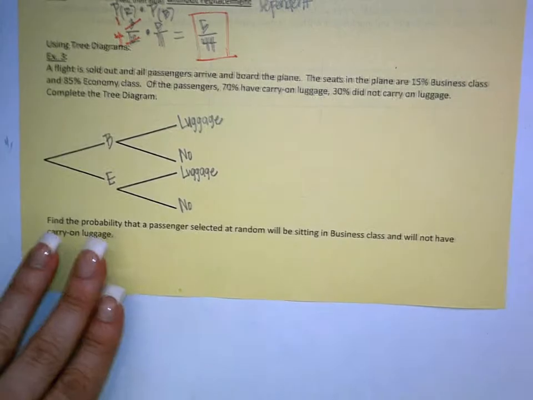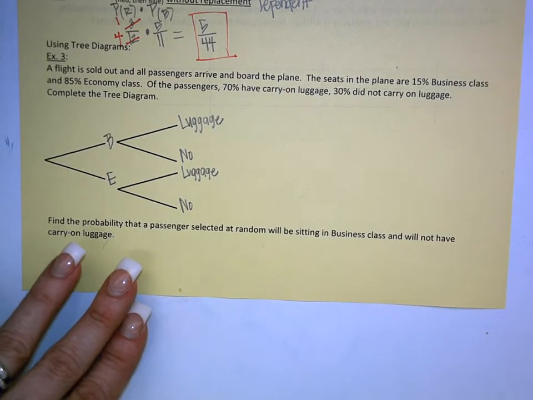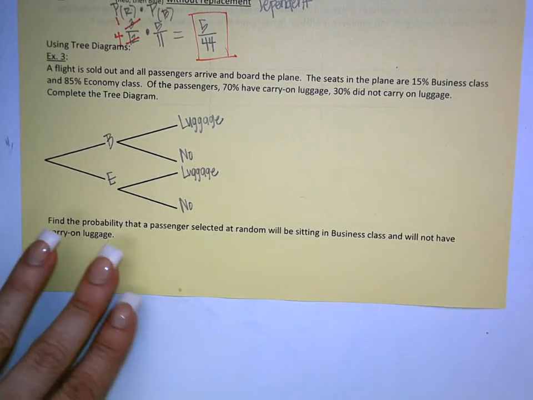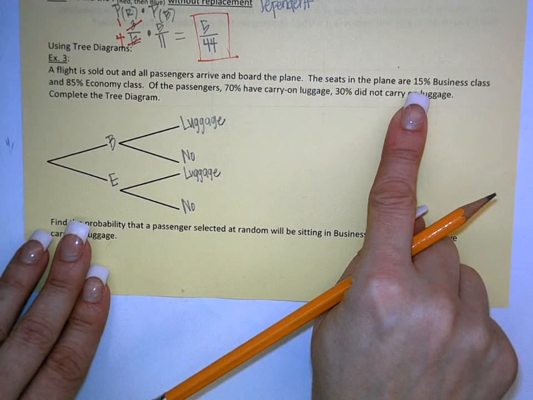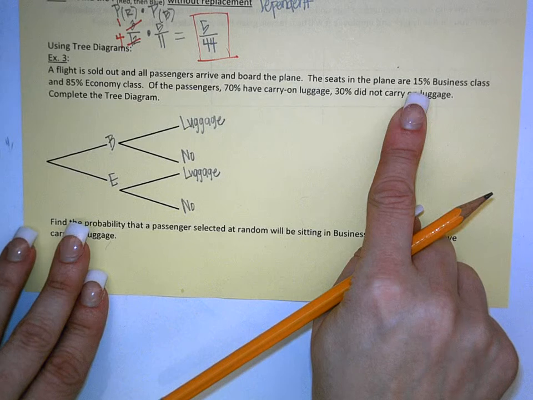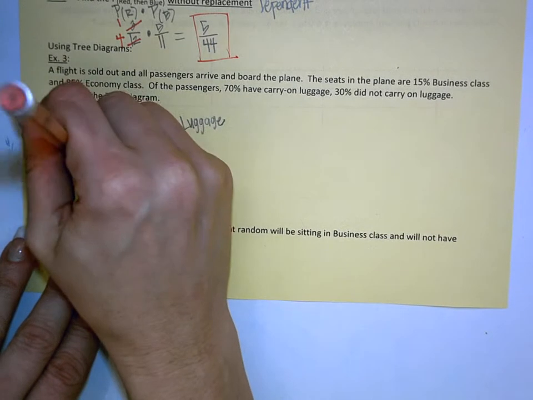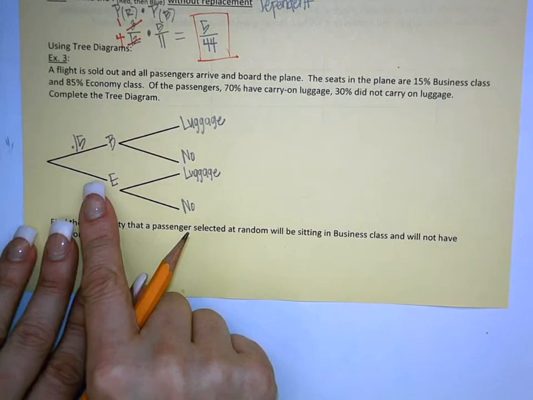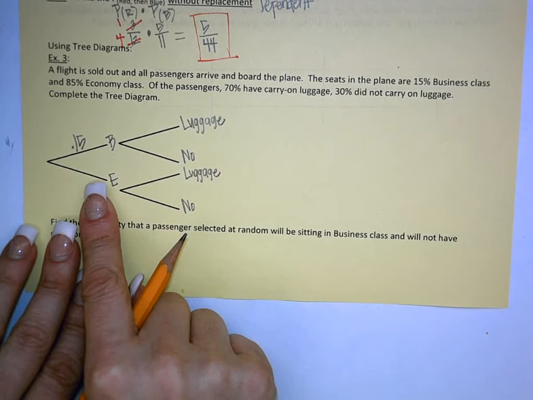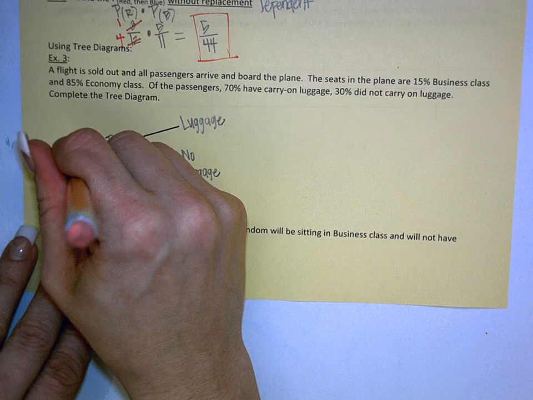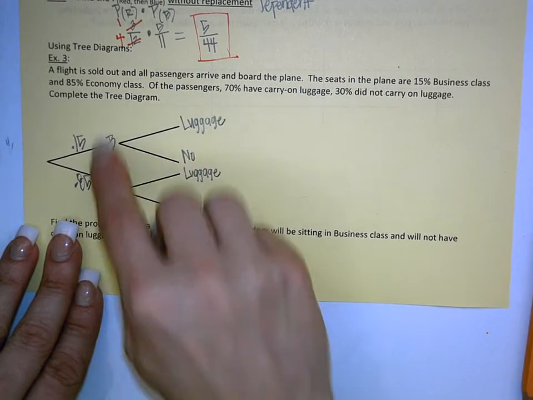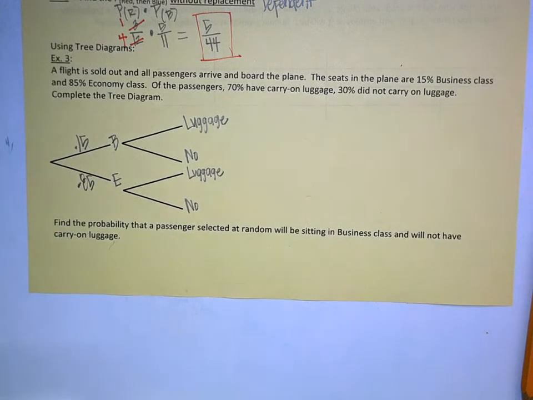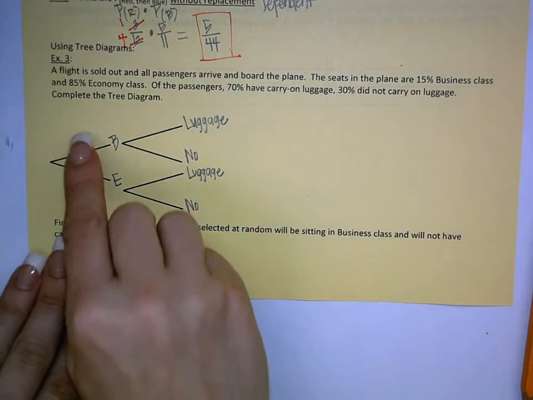Now what you have to fill in are the percentages, but we need to convert the percentages into decimals. So business class is 15%. How do I write 15% as a decimal? 0.15. So we're going to label this branch 0.15. Economy is how much percent? 85%. So 85% as a decimal, 0.85. Notice that each branch together equals 1. They're either business or economy, 100%. These have to add up to 1.